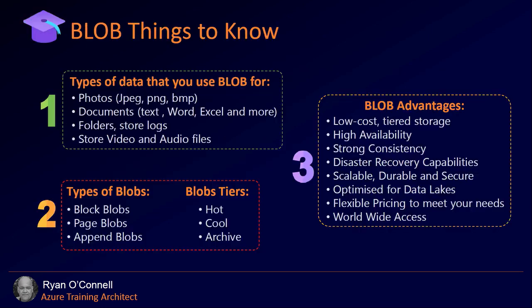Again, some things to know: the types of data that you can use Blob for: photos, JPEGs, PNG, bitmaps. You can use documents, text, Word, Excel, and more. We can have files, we can store logs, we can store video and audio files, as well as backups for virtual machines, VHD disks, and a whole lot more. The types of blobs we have again: block blobs, page blobs, append blobs. We have 3 tiers: hot, cool, and archive.